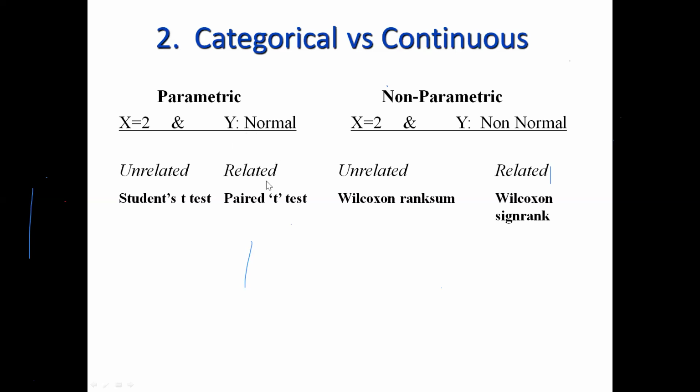Suppose we take the pain score in hospital patients who are admitted to the hospital, and the same individuals we are assessing for their pain scale at 30 days. Same individual. Then are these groups related or not related? Related. So it is pre and post data.